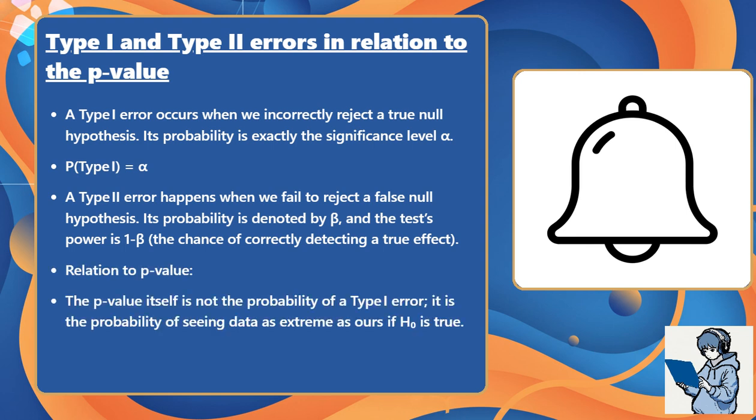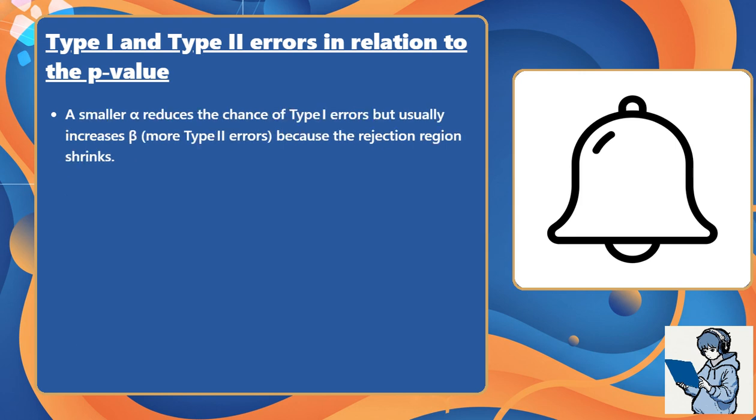Relation to p-value: the p-value itself is not the probability of a type 1 error. It is the probability of seeing data as extreme as ours if H0 is true. If p is less than or equal to alpha, we are willing to accept a risk of alpha of making a type 1 error. A smaller alpha reduces the chance of type 1 errors but usually increases beta, more type 2 errors, because the rejection region shrinks.